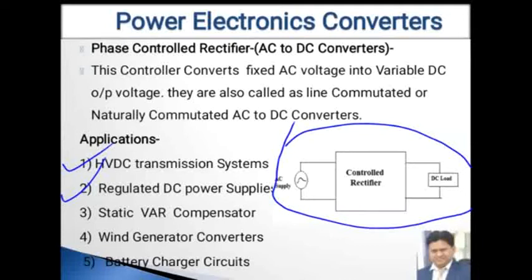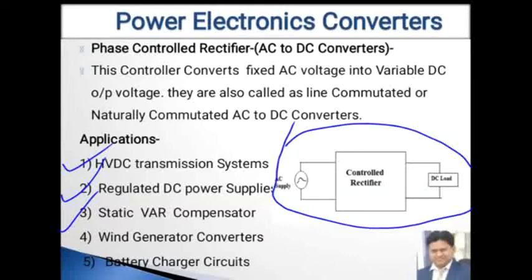Third one is the static var compensator. The static var compensator is generally used for improving the power quality of the overall power system, and in this compensator we are using the phase control rectifier for the conversion of power from AC to DC.